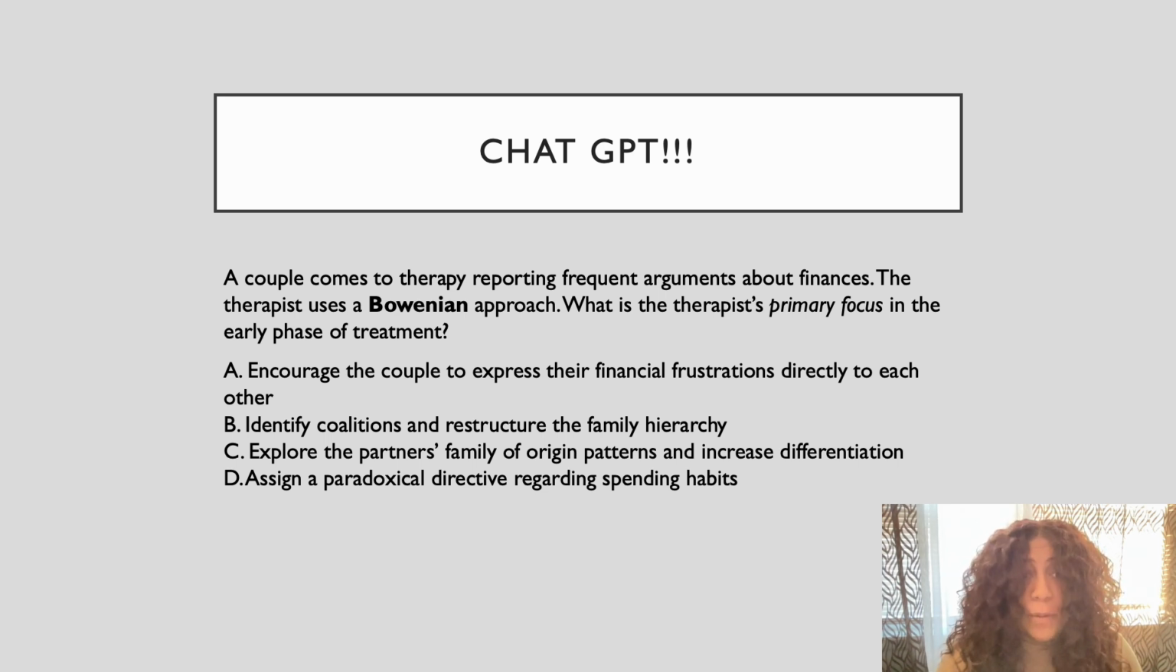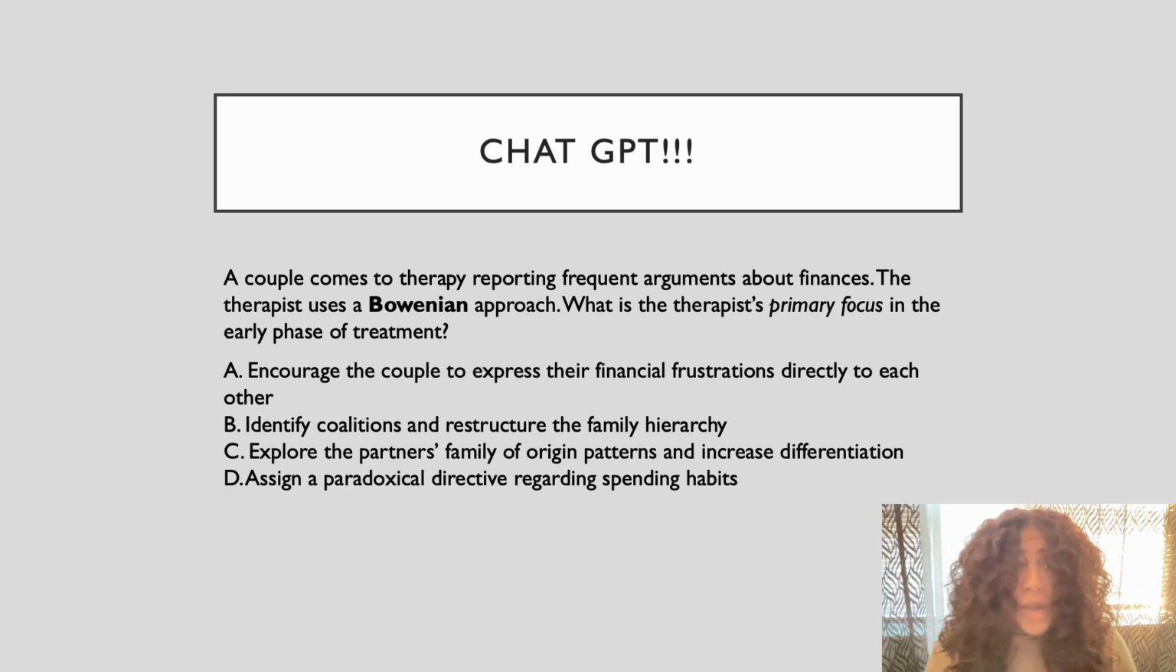A couple comes to therapy reporting frequent arguments about finances. The therapist uses a Bowenian approach. What is the therapist's primary focus in the early phase of treatment? So let's stop there and just look at that question. Don't look at the responses just yet. We're going to look at this question together, just looking at the question. Now, it's Bowen. It's highlighted. Highlight that. If this question was on the exam, what would you highlight?